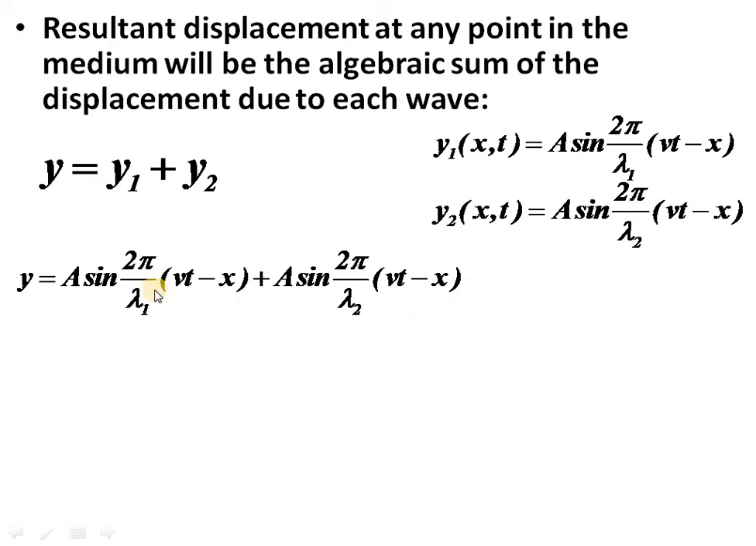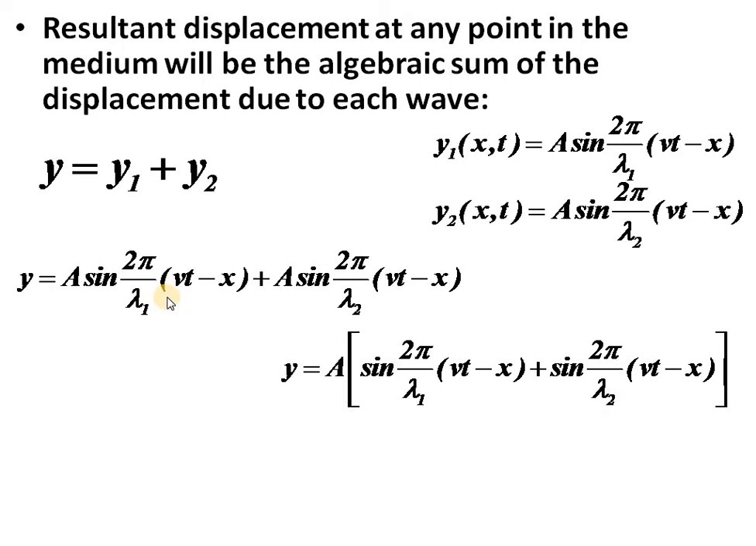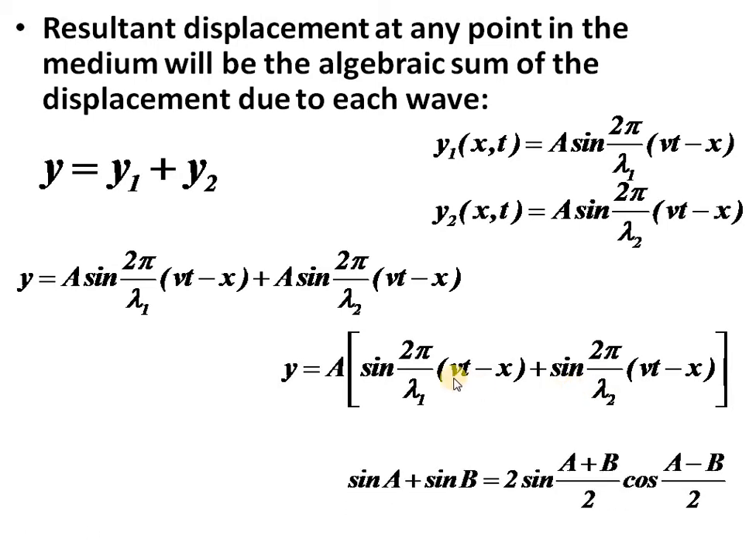As you know, they are two sinusoidal functions, two sine functions. We can add them up and write them in product form. For that, we take the amplitude outside. The rest is a sine function, and we have two different sine functions, one with wavelength lambda 1 and the other with lambda 2. When you add them up, you use the trigonometric identity sin A plus sin B equals 2 sin of (A plus B) by 2 times cos of (A minus B) by 2.